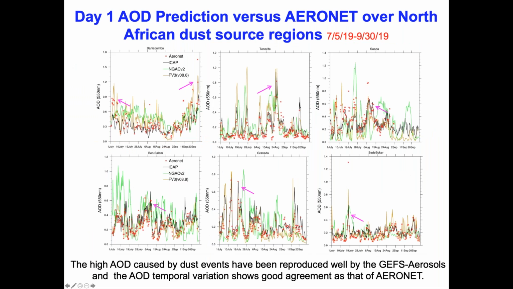Other than the capability to predict the fire event impact, the GEFS aerosol can also predict dust events. Here I would like to show some of the dust prediction capability of GEFS aerosol in 2019, from summer to the end of September, about 3 months of daily variation compared with AERONET over the North African dust source regions. You can see that the high AOD caused by the dust events has been reproduced by the aerosol predictions, and the AOD temporal variation also shows good agreement with that of AERONET.